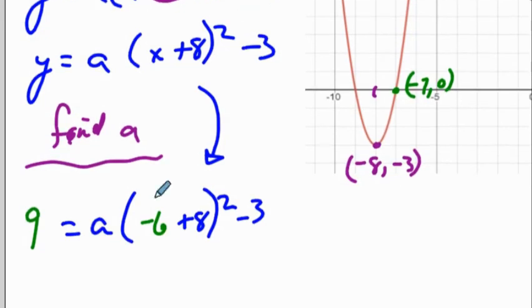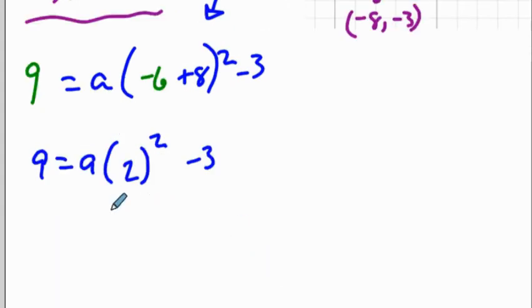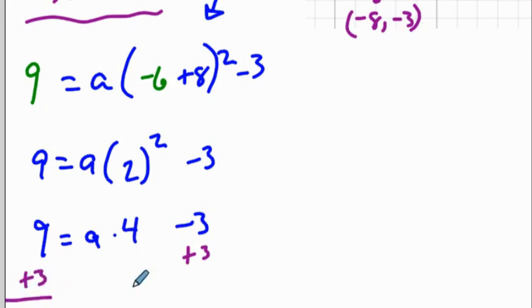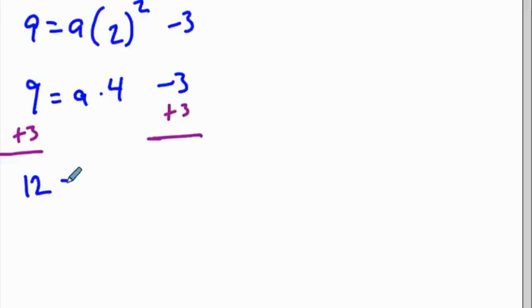Okay, so let's take a look. So now what I have is 9 equals a times (negative 6 plus 8, which would be a positive 2) squared, take away 3. Okay, 9 equals a times 4, take away 3. Make sure we do our algebra in proper order. I'm going to add 3 to both sides. And now I have 12 equals a times 4. I usually prefer to write the 4 in the front, but we're going to divide both sides by 4 anyway to get the answer. And now what we see is 12 divided by 4 is 3, so 3 equals a.